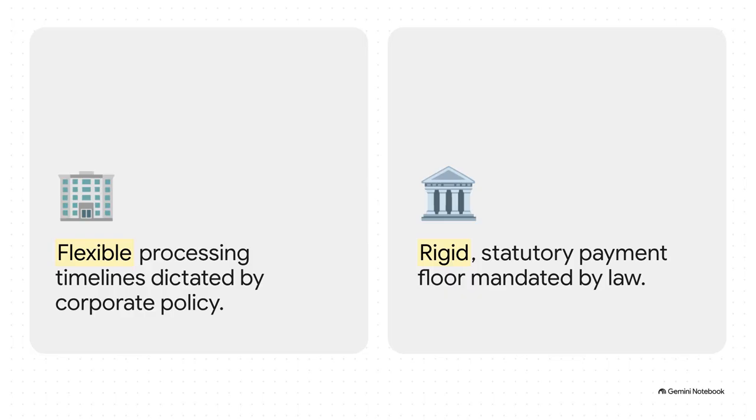Now, while commercial payers definitely have their own processing timelines, those are generally pretty flexible, right? They're dictated by corporate policy or your specific provider contracts. But Medicare? Entirely different beast. Medicare operates on a rigid, congressionally mandated statutory payment floor. Do you think you can just call them up and ask a supervisor to rush a payment? Absolutely not. The law dictates the timeline, and everyone just has to wait.